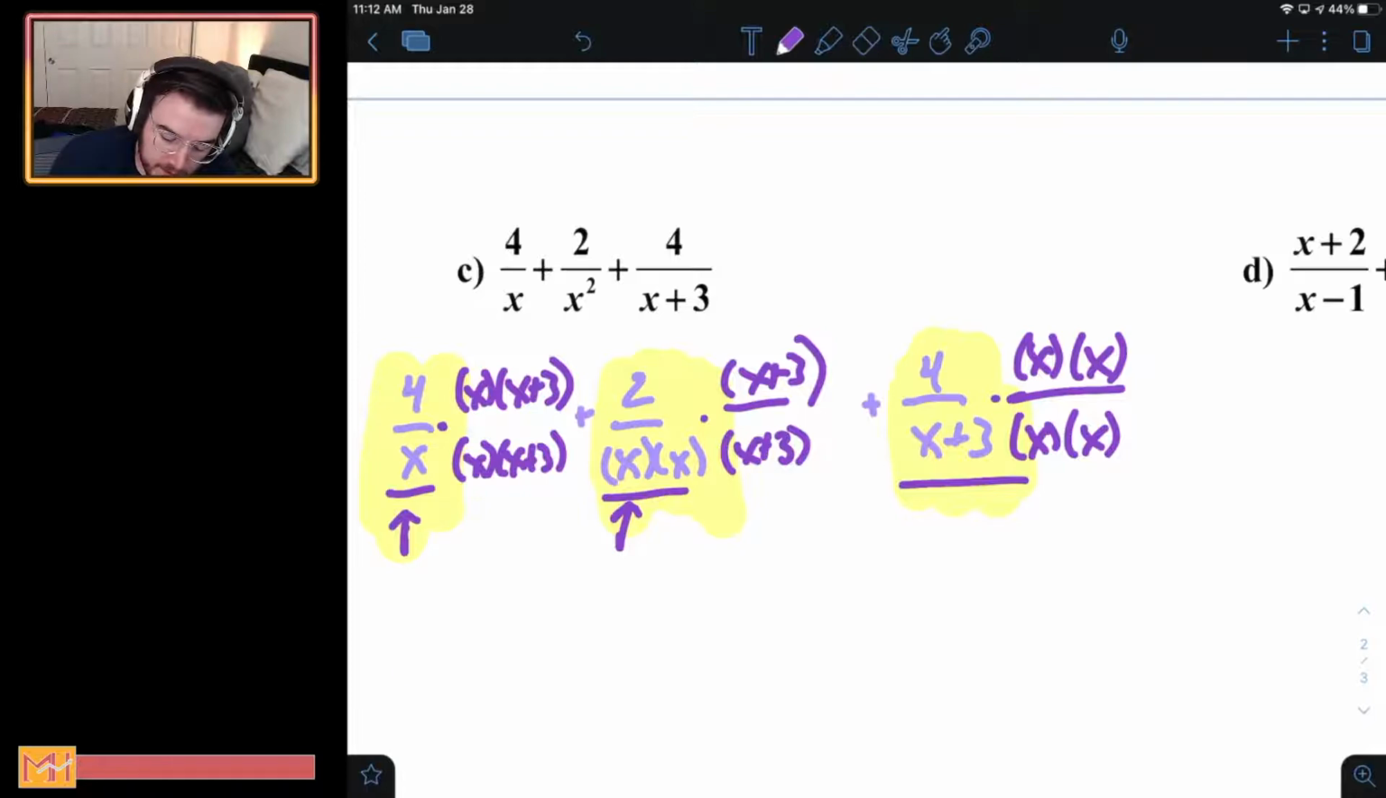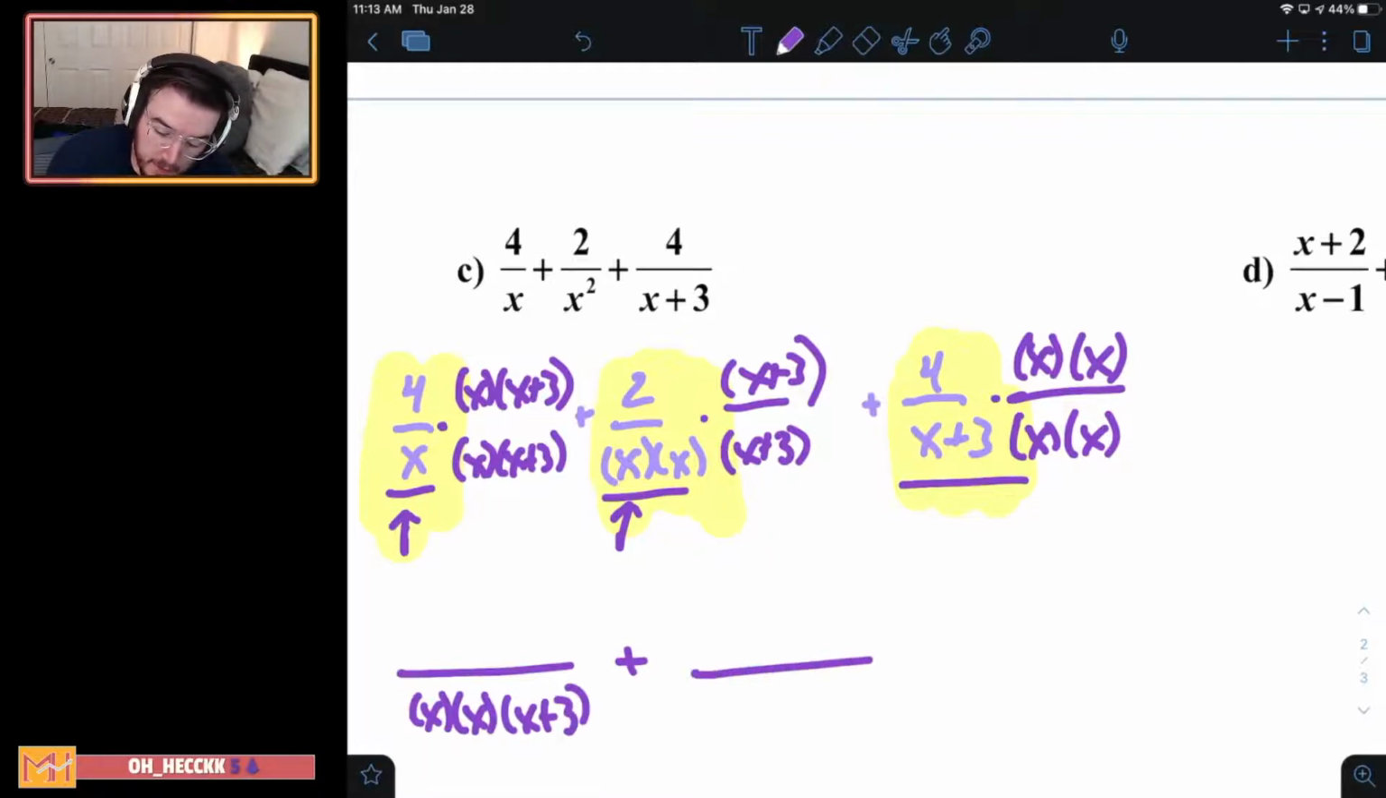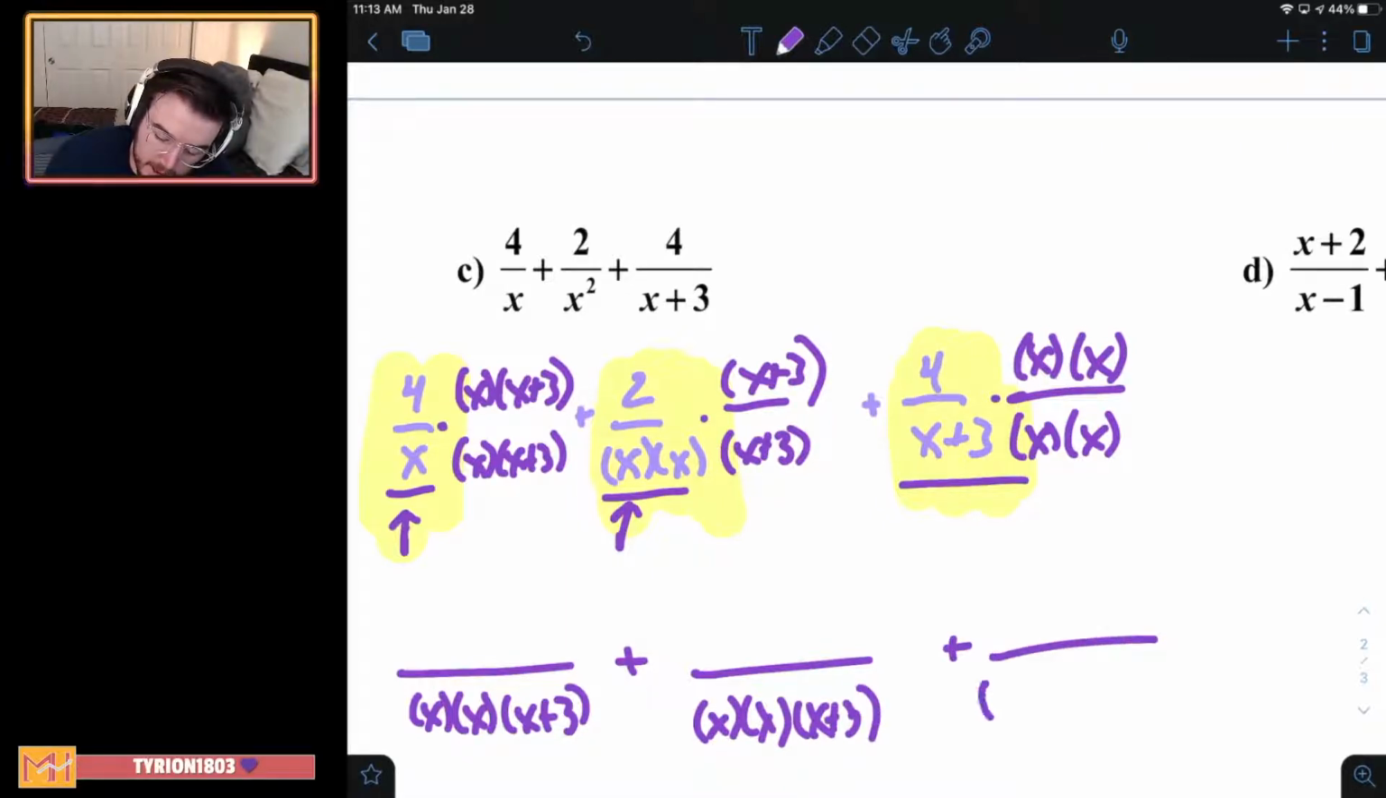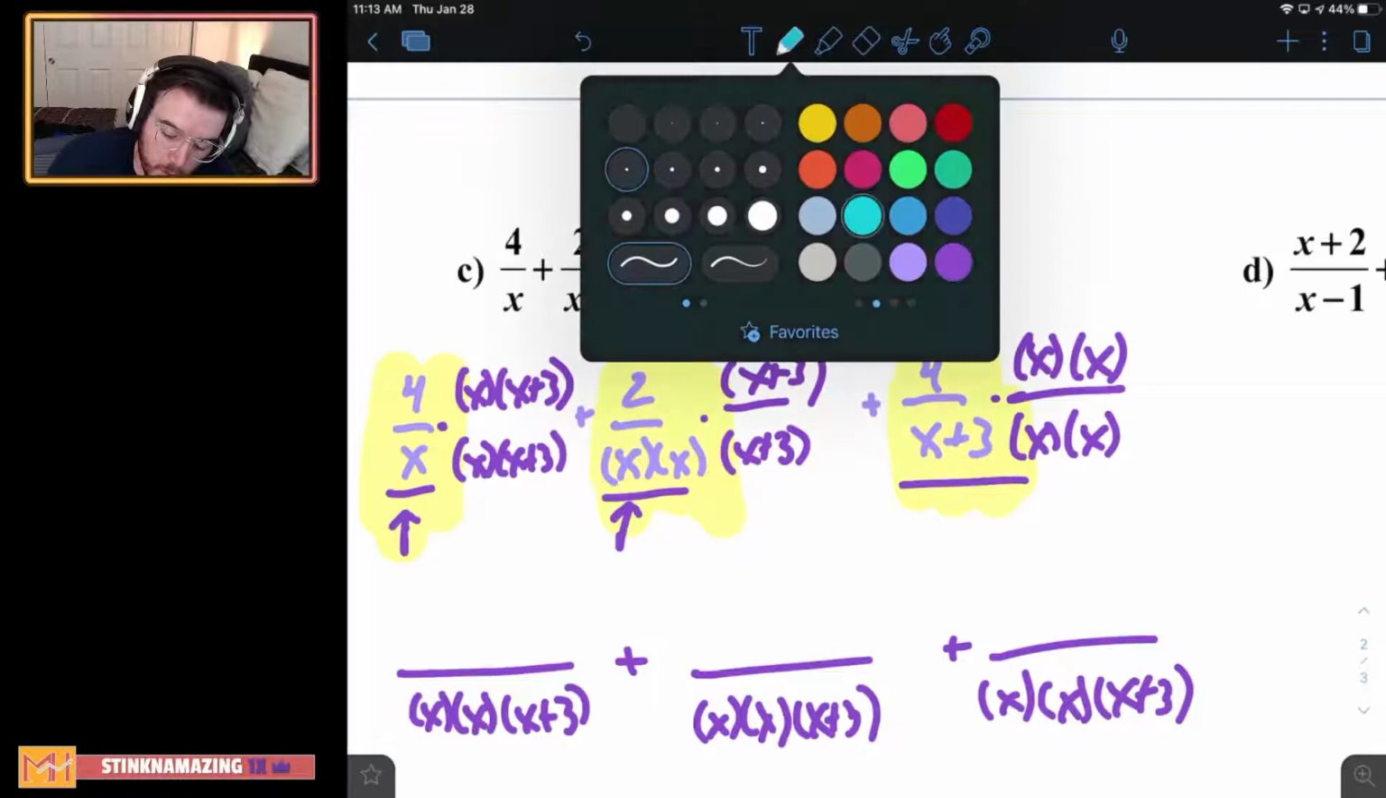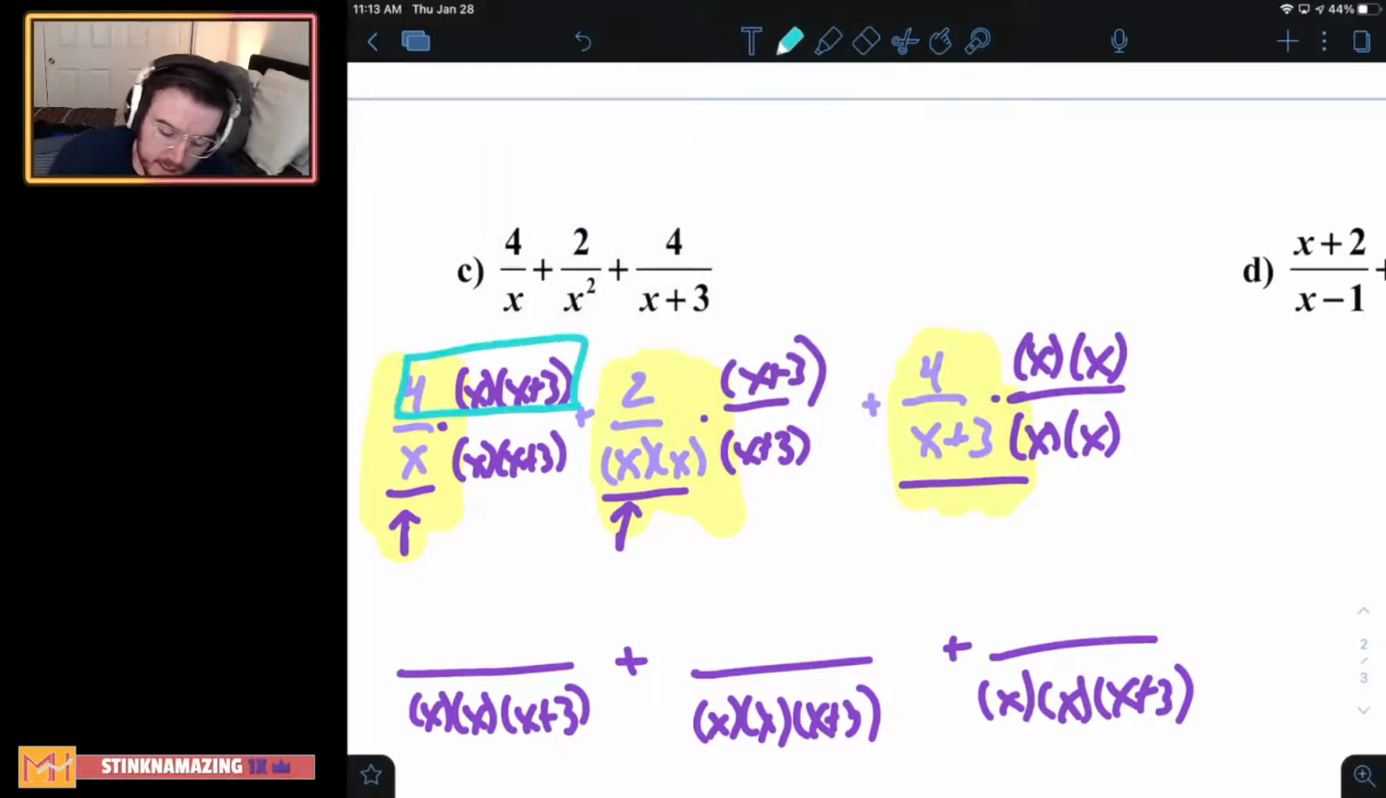I know this seems tedious to write this out, and it is for me, right? And if you're following along with the notes and you're writing this, you're like, man, this is a little tedious to write. But I just really want to reinforce that the denominators are the same. And now what happens when we multiply this together?